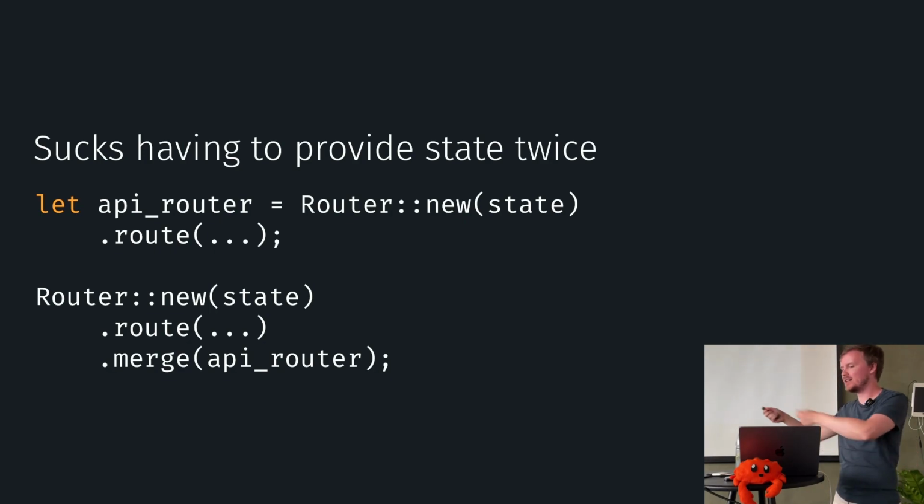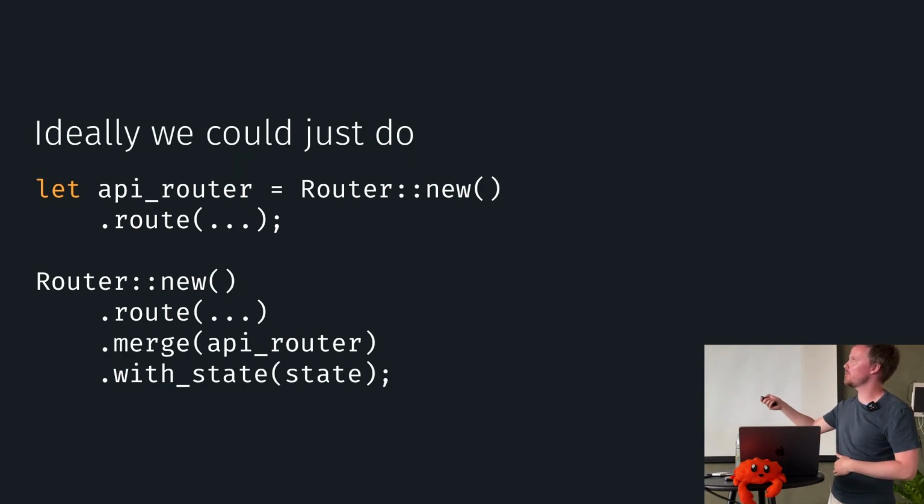If you have to provide your state each time you call router new, that's just a lot of boilerplate that you ideally shouldn't have to write. It's just passing the state type around everywhere. It would be much nicer if you could just make your API router on its own, merge that in, and then the types figure out which state type it needs, and knows that when you call with state at the very end, all the requirements are fulfilled, the state is there, we can now actually run.